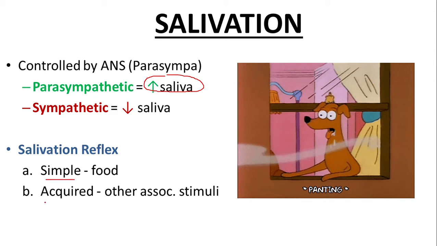The salivation reflex, there are two types. You have your simple and acquired. For simple, the only stimulus you need is food inside your mouth already. And that's what triggers the salivation. However, for acquired reflexes, lots of other stimuli can trigger salivation, including the sight of food, the smell of food, right? Even just the thought of food can make you salivate. So that is an acquired salivation reflex.